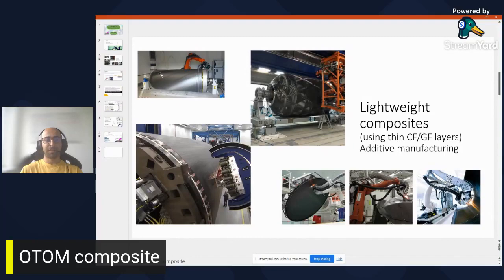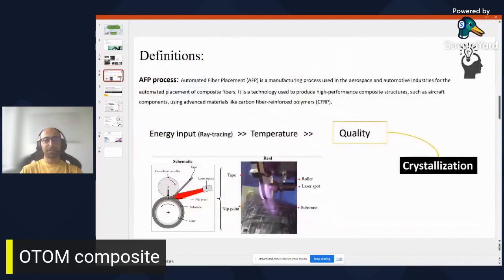Basically, the idea behind this is based on heating these thermoplastic tapes with a heating source, usually a laser, and we consolidate these thermoplastic tapes with the consolidation roller, and we make a product which could be any sort of structure. And you will see here the main elements of this, including the tape, roller, laser, substrate, and the nip point temperature, which is very critical.